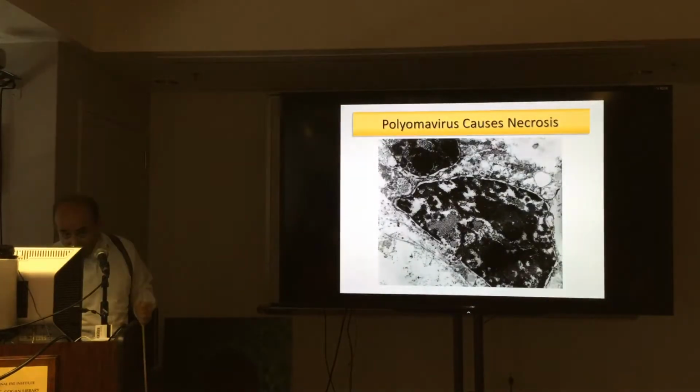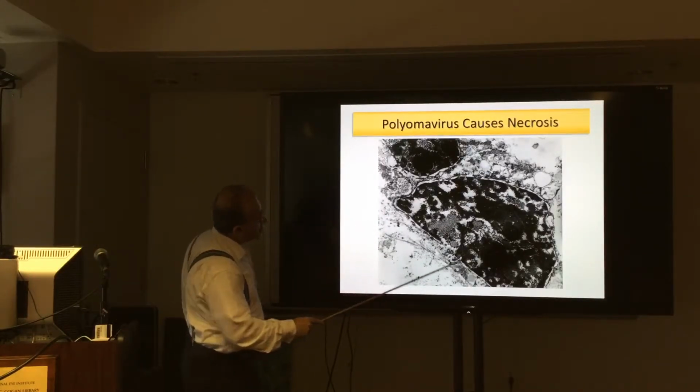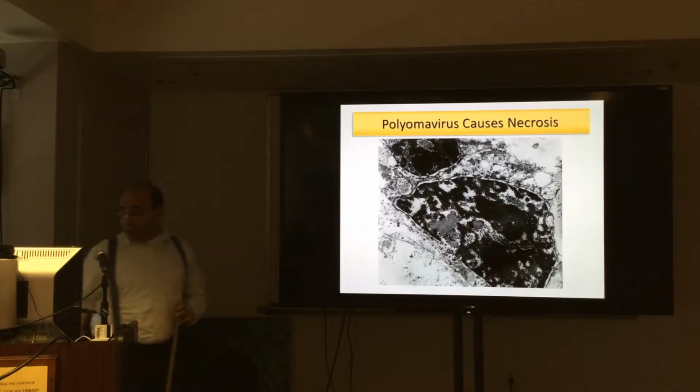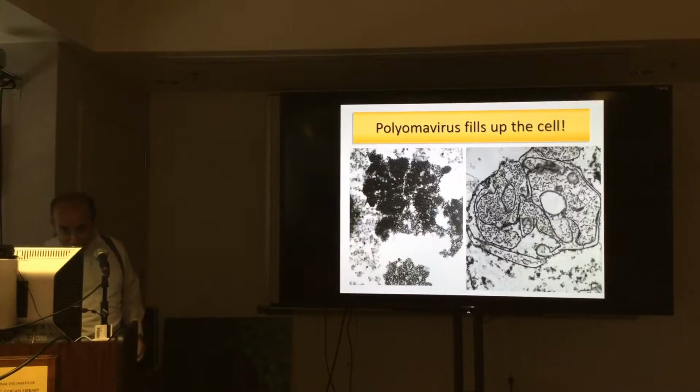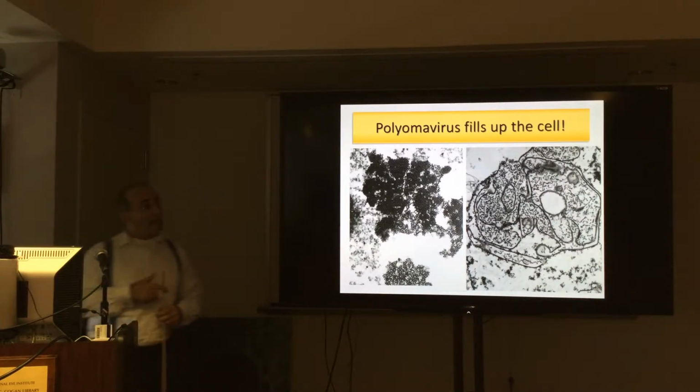Here's an example: a virus invading the kidney cells. This is the polyoma virus, and it fills up the nucleus. This is the nucleus, and you can see the virus started to fill it up. And then it basically replaces the whole contents of the cell. The cell is gone. This is what you see, a ghostly cell filled with the virus. It's actually very pretty, because the way it packs itself is really beautiful.